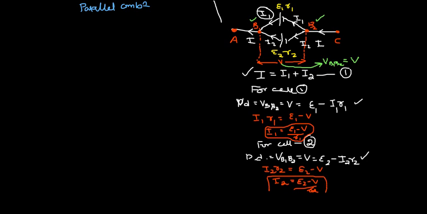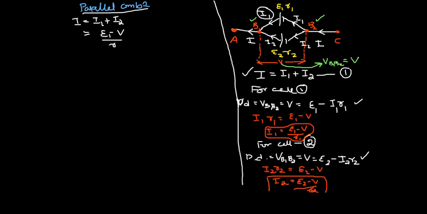Substitute that now. Therefore, I is equal to I1 plus I2. Okay, you can watch the video at the playback speed of 1.5. Now what is I1 here? E1 minus V, whole divided by R1, plus E2 minus V, whole divided by R2. Now, therefore, solve this equation step by step.